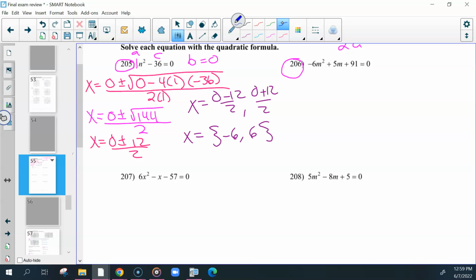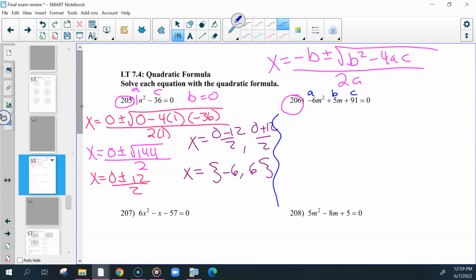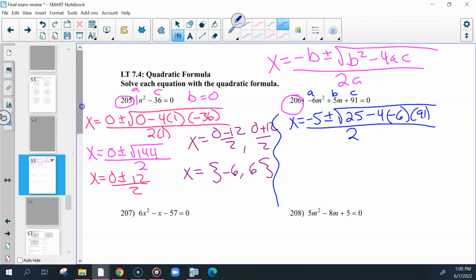Moving on to the next one, same thing, label your A, B, and C values. Then we can put each of these into the formula. Negative b, so negative 5, x equals negative 5, plus or minus the square root of b squared would be 25, minus 4 times a, which is negative 6, times c, which is 91, all over 2 times a, which is negative 6.